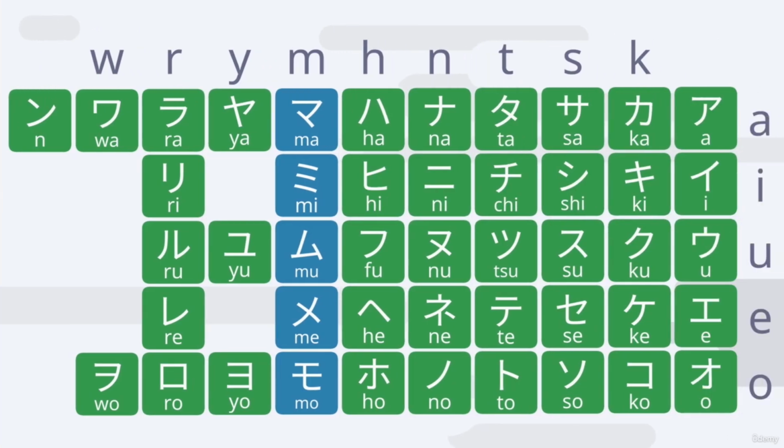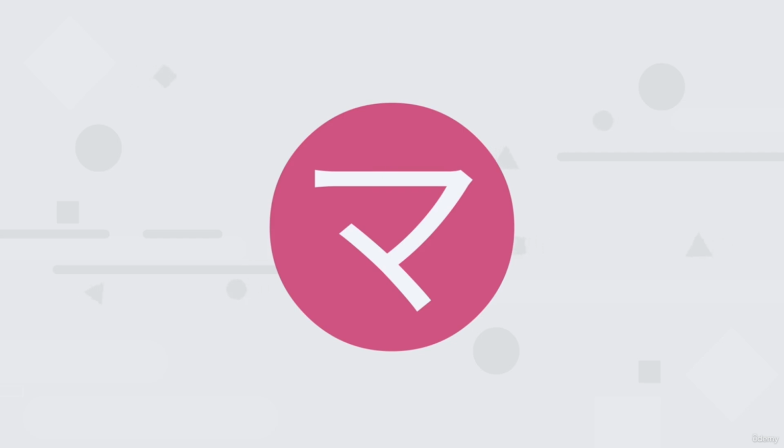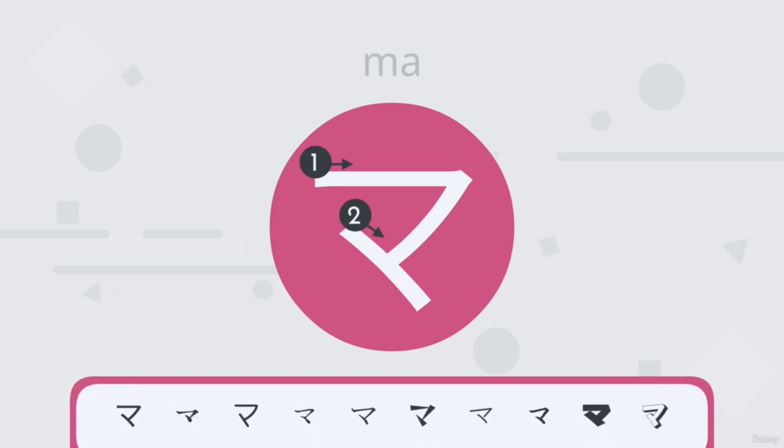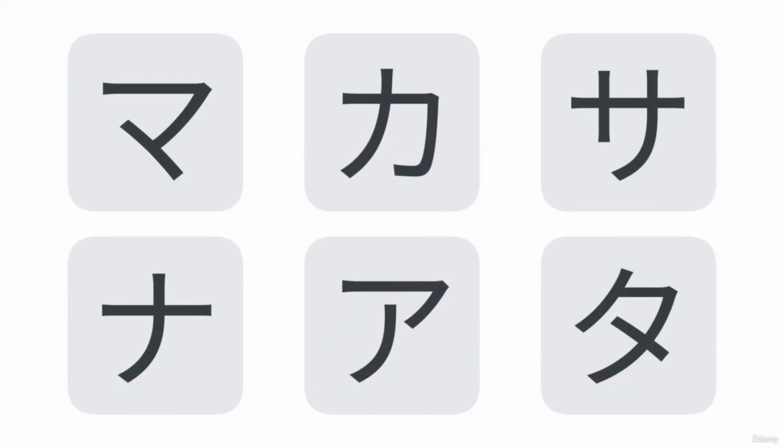In this lesson, we'll learn the characters ma, mi, mu, me, mo. The first character we'll learn is ma. Ma. Note that the character ma looks very similar to the character a. Be careful not to get them mixed up. Which of these characters is ma? Ma.